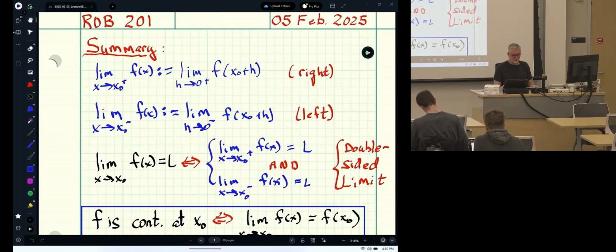Get it going. ROB 201, Calculus for the Modern Engineer, Take 8, Lecture 8.